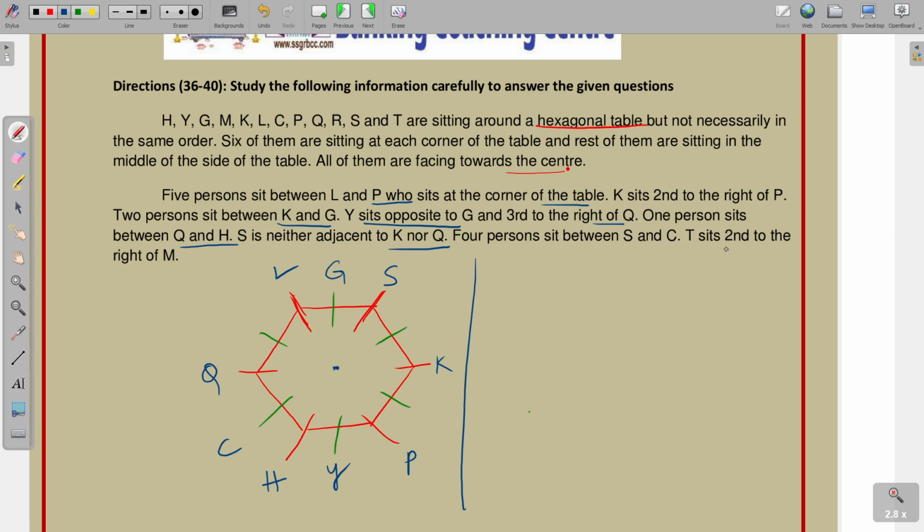Next, T sits second to the right of M. So if M is placed here, T is the second to the right of M. Only one person is left, that is R. R is placed here. Okay. It is the final arrangement of the puzzle. Let us move on to the questions.